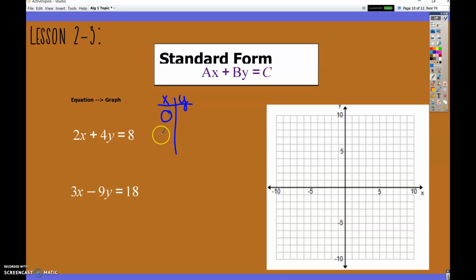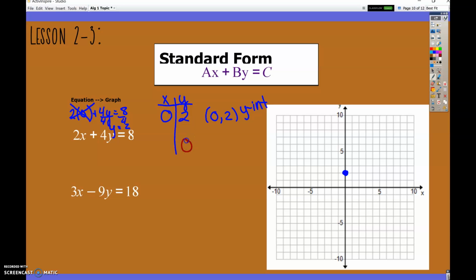Starting with x, if x is 0, I'll write it above the equation. 2 times 0 plus 4y equals 8. It's as if we can ignore this because 2 times 0 is nothing. That means 4 times what number makes 8? If we weren't sure, we can divide by 4 and we realize that y is 2. What that means here is our point is 0, 2. We could plot that on our y-axis. That's called our y-intercept.